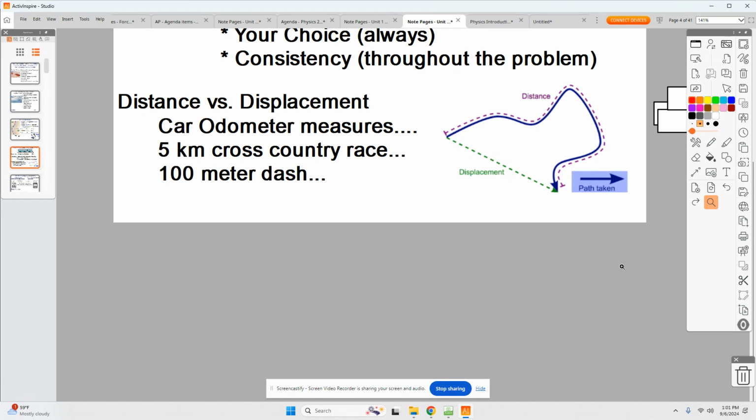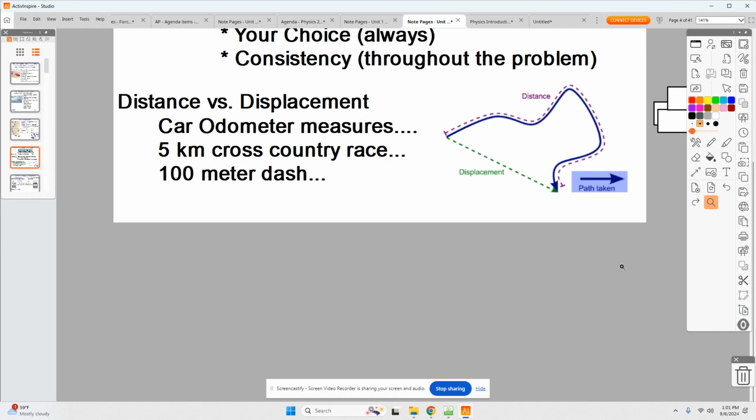Every now and then I'm going to throw some tricky questions at you. What's different about the cross-country race and the 100-meter dash? I heard something about straight line stuff. Would you guys agree that the 100-meter dash is a straight line path, there's no difference between how far you travel and what your displacement is? Would you guys agree with that? The only distinction is when I have a change in the direction I'm traveling.